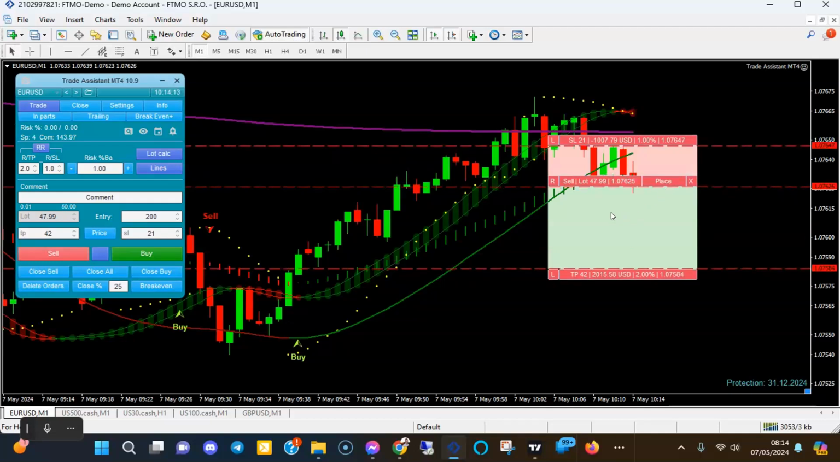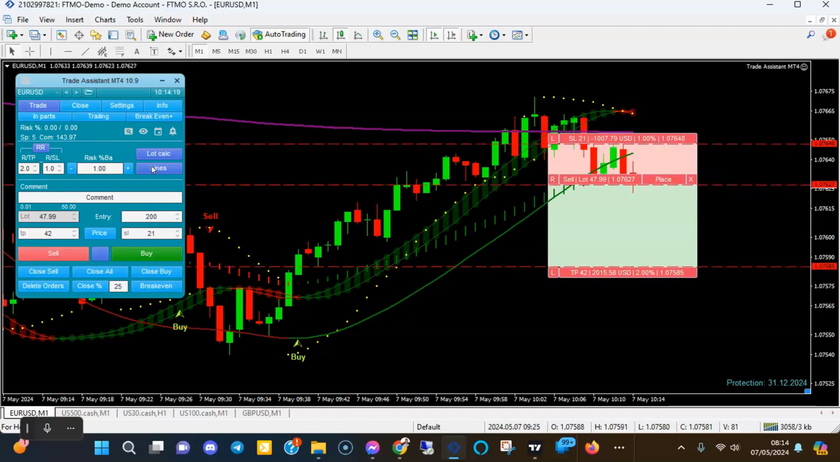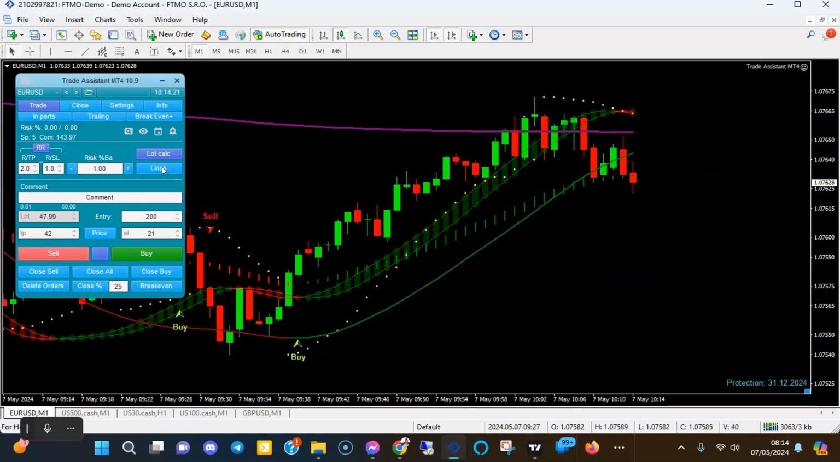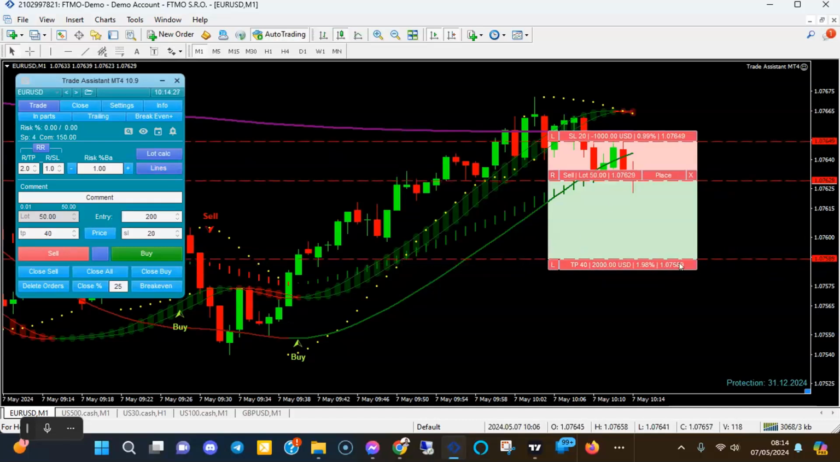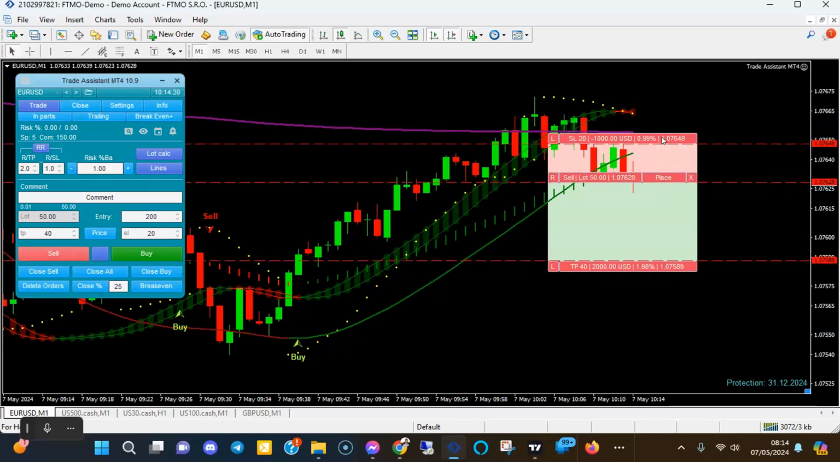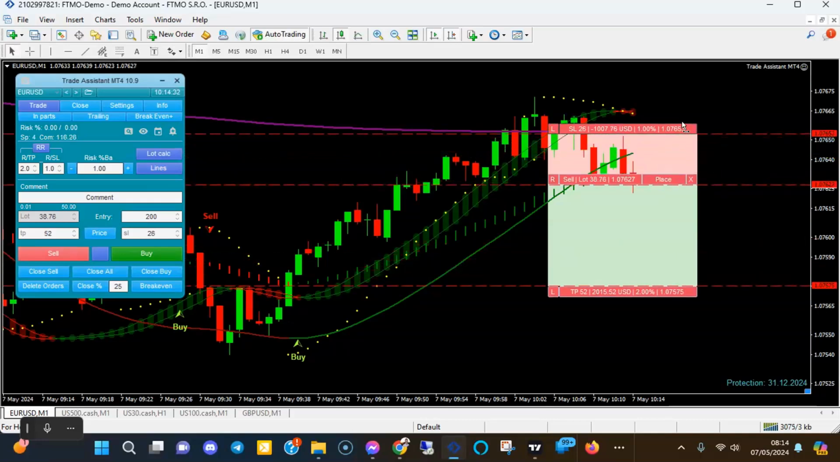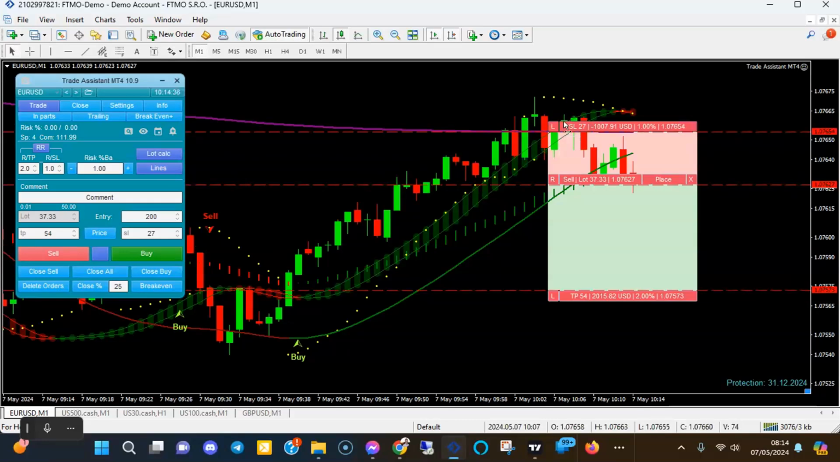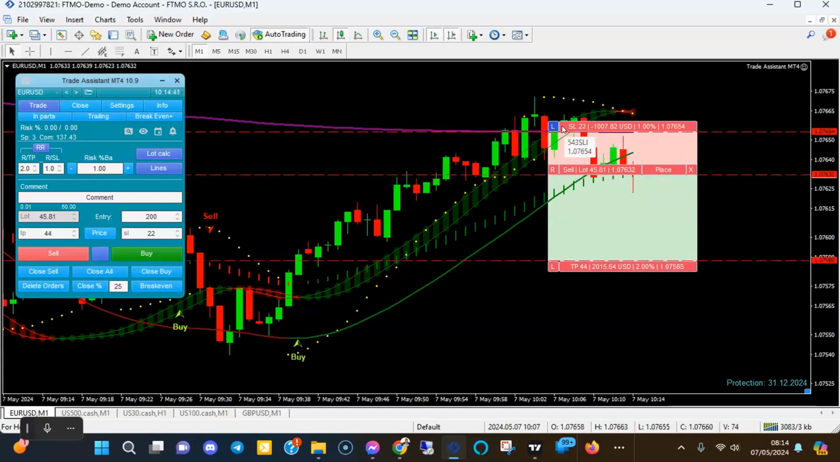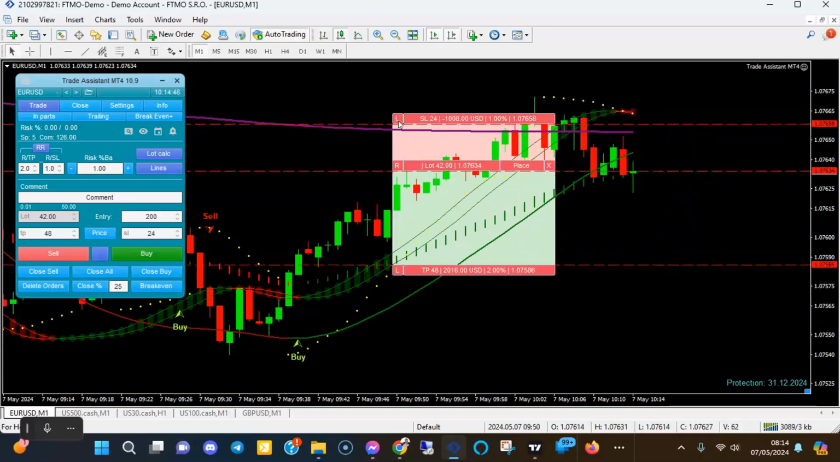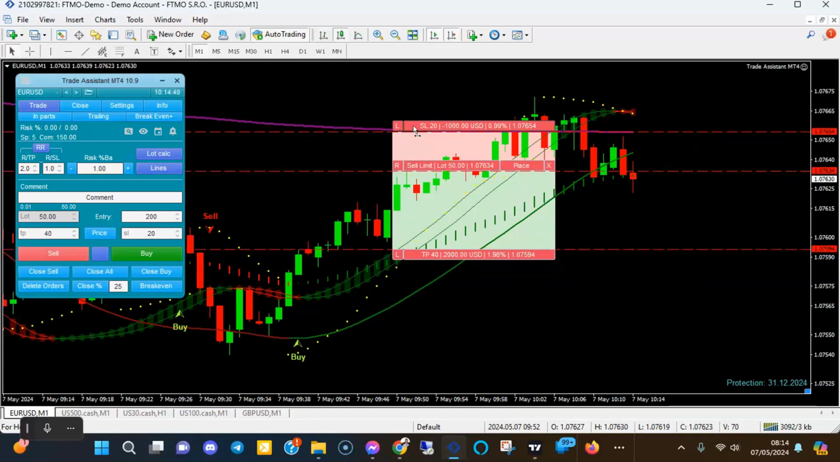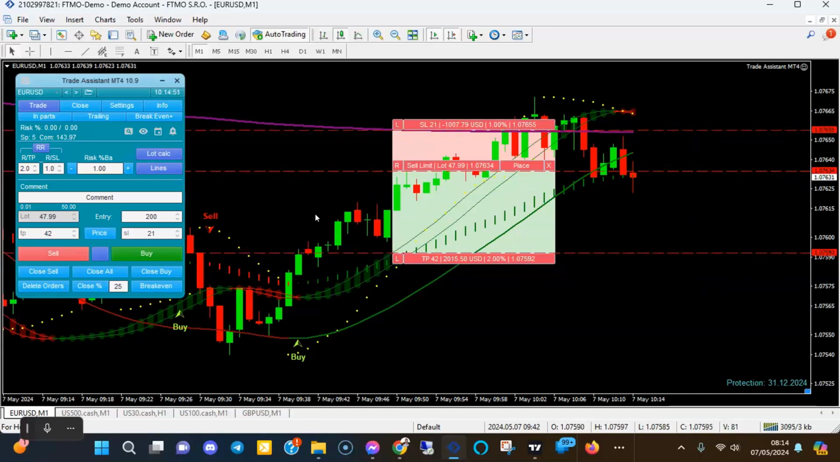Right, we have a sell. Take the lines off at the minute. I'll put the lines back on. That's what I want to do. I want to move that away. Move that down to just over 2 pips.